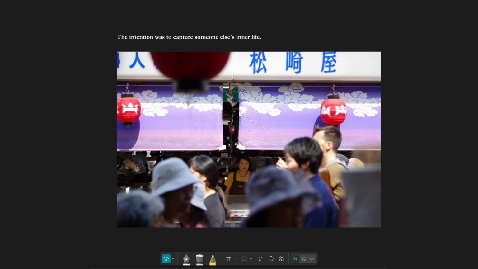We are looking at this image over here, and the main intention was to capture someone else's inner life. So the main subject of this image is this lady over here. Let's analyze this image to find out what is working or what elements are quite nice in this image. I would say that the colors are quite nice with this violet over here and these elements like the lanterns over here.